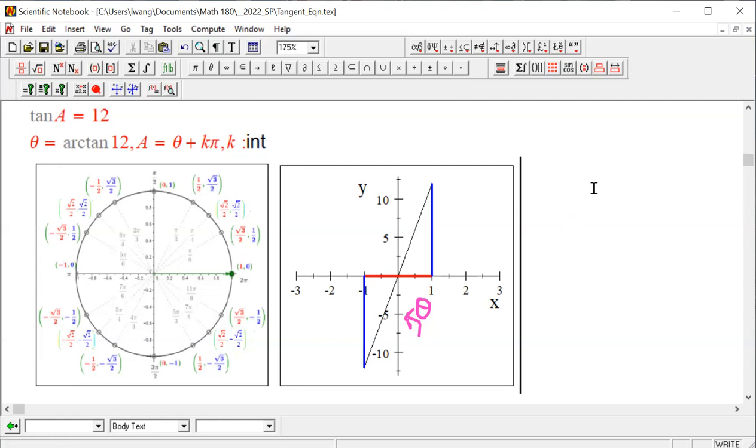So to summarize, unlike in the sine and cosine situation, where depending on the output, if the output is outside the range you have no solution, a tangent equation always has solutions. You always have many, many solutions.